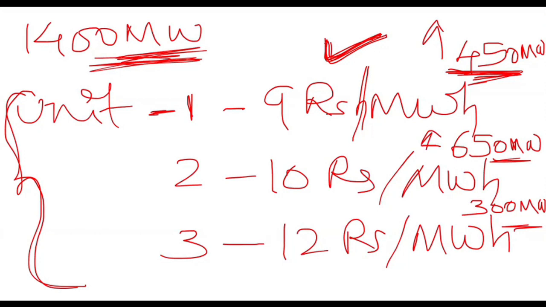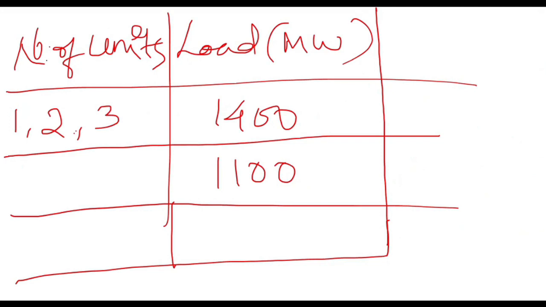So if we add the unit 1 and unit 2 power, 450 plus 650, it is 1100. So if you commit only unit 1 and unit 2, under this case of decreased load, the load is 1100, and that is sufficient to meet the required load. So in this case, unit 3 is decommitted, or turned off.